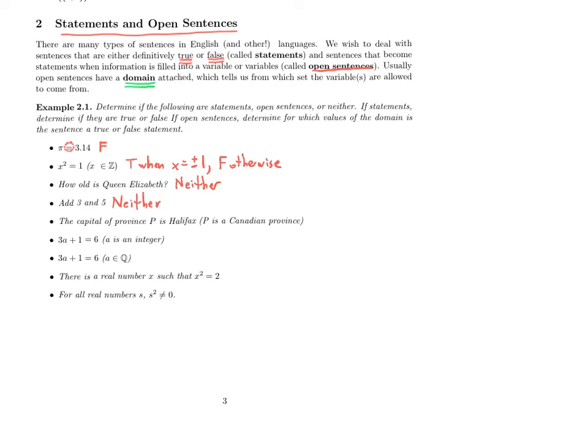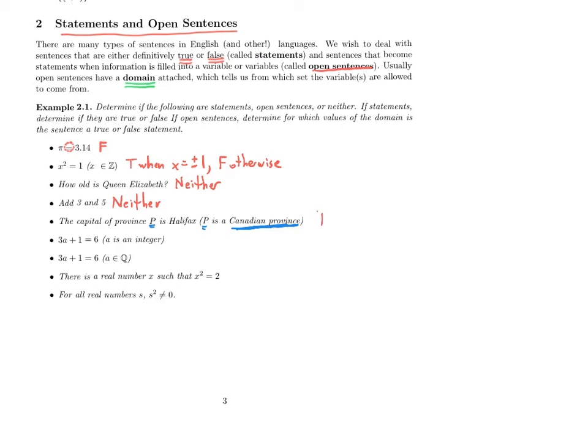Let's look at this sentence. So this is the capital of province P is Halifax. So it tells us our domain here. Our domain is Canadian provinces, and our variable is P. So it's looking like this is going to be an open sentence. And when is this true? For what province P is the capital Halifax? And of course, that is Nova Scotia.